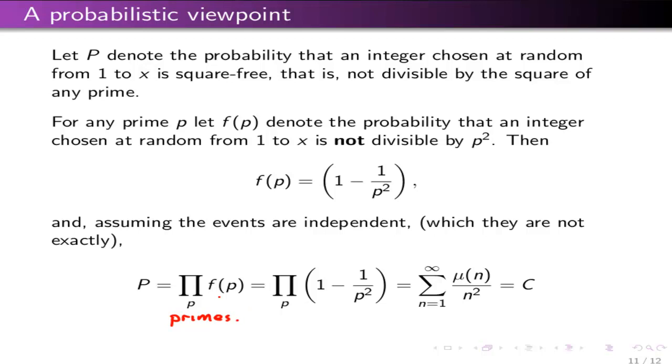So I want it not divisible by 2 squared, not divisible by 3 squared, and so on. So I take the product over all primes of 1 minus 1 over p squared, which just equals this infinite series with the Mobius function in the numerator. And this is the definition of C. Okay, I should say something about where this equality comes from. Well, let's look at that product.